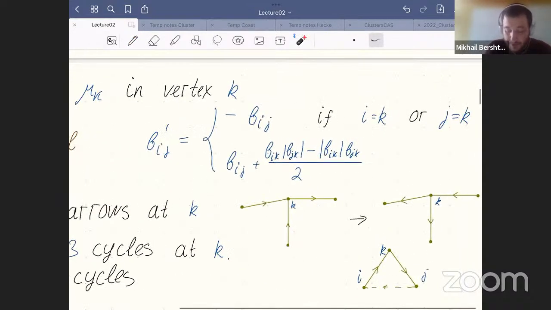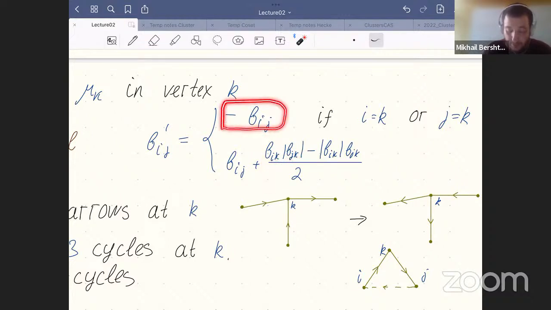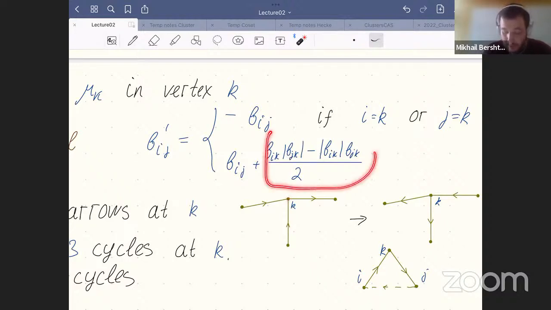Let me explain this formula a bit. We get an extra term, which corresponds to having 2 edges, from i to k and from j to k. So the first row in this formula corresponds to step 1. We invert all edges which are incident to k. And now this term corresponds to exactly these triangles.